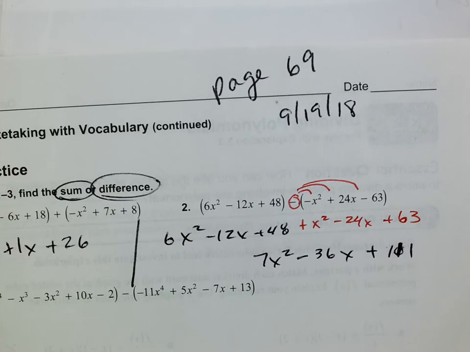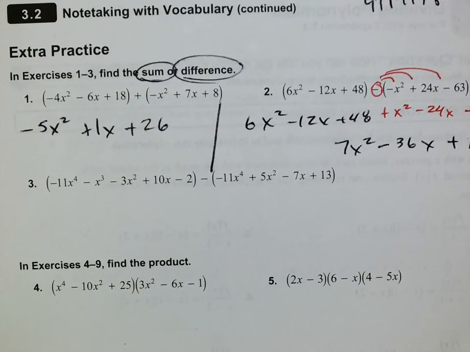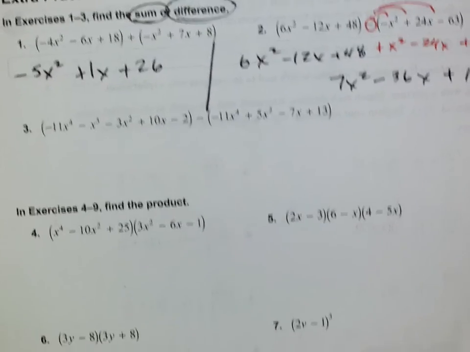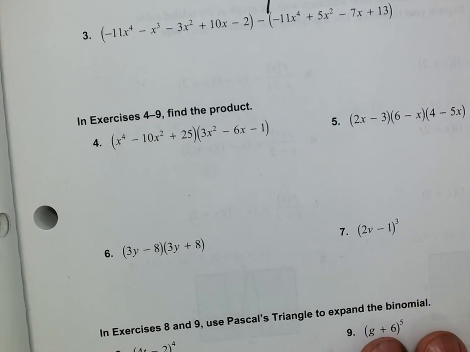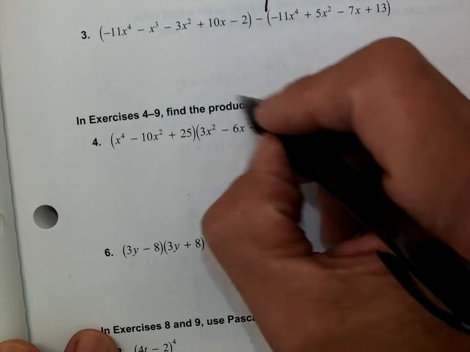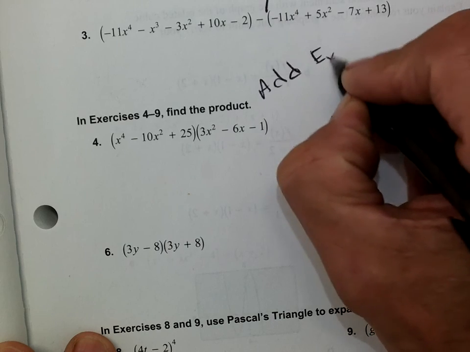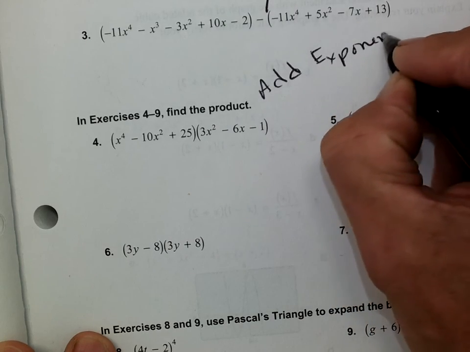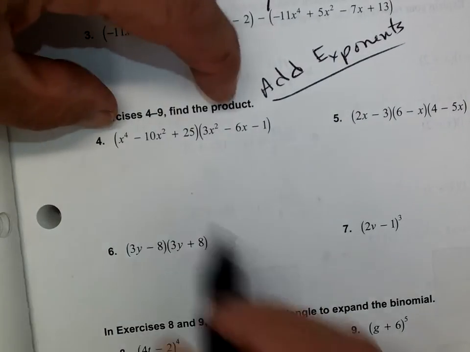Okay. All right, now we can skip 3 because 3 is the same stuff, just bigger, right? Okay. Now you're ready for 4. All right. Here comes the work. So we're going to multiply. When we multiply, we add exponents. Go. So here we go.